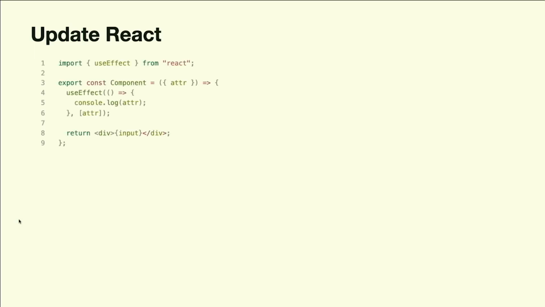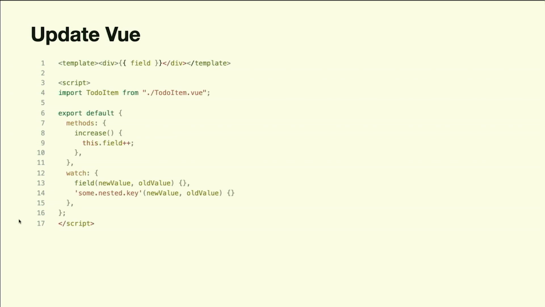Updates. In React, to get a simple watcher, we can use something like that: useEffect, a callback, and what you want to watch in the second argument. In Vue, there is a separate section, as always. We can watch data, we can watch props, or we can even watch computed fields, and we have access to the new and old value. Also, with syntax like this, we are able to track the parts of the changed object.